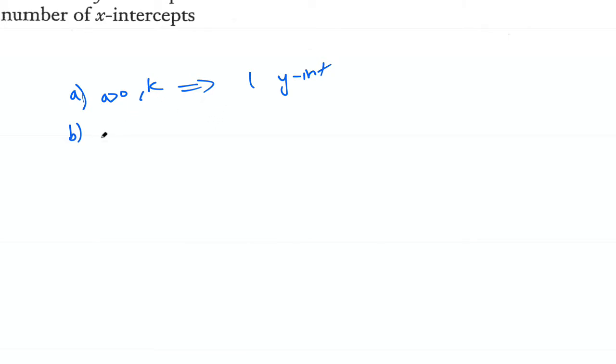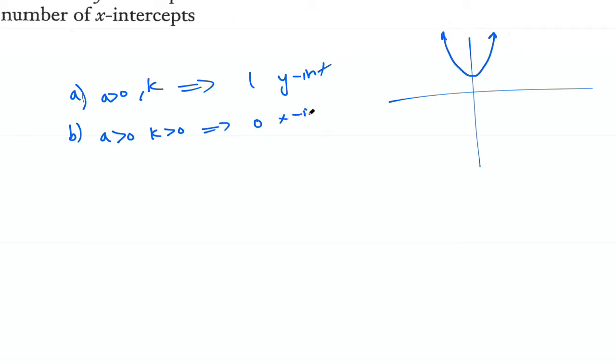The first case is if our a is positive and our k is also positive. Then if that's the case, on this graph here, this means that we are pointing upwards. This k bigger than 0 means that we're above the x-axis. But here we have 0 intercepts, so 0 x-intercepts.